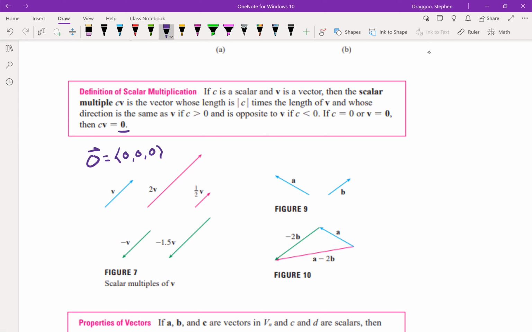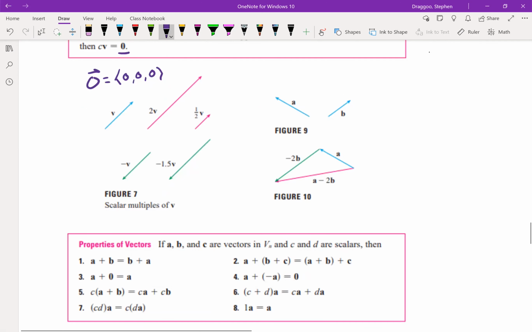So if I take 2v, that's just a vector in the direction of v that's twice as long, whereas 1/2 v is a vector in the direction of v that's half as long. Negative v has the same length but goes in the opposite direction. Negative 1.5 v, opposite direction, and 1.5 times the length.